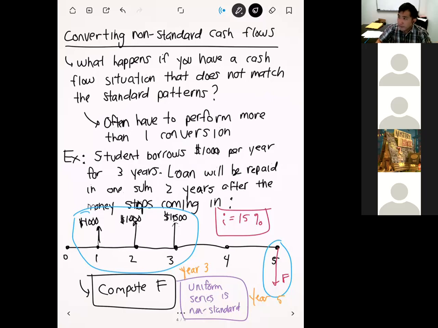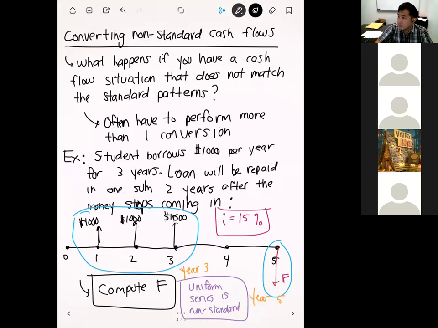Professor, I have a quick question. If the future sum did end on year 3, would we just use that one formula and stick in n equals 3? Yep. If the future sum takes place at the same time that the uniform series ends, then you can just use one formula. It's a good point. That would be another way this would be a standard form problem, if the uniform series ended at the same time as the future sum. But because they're different, we have to do this in more than one step.